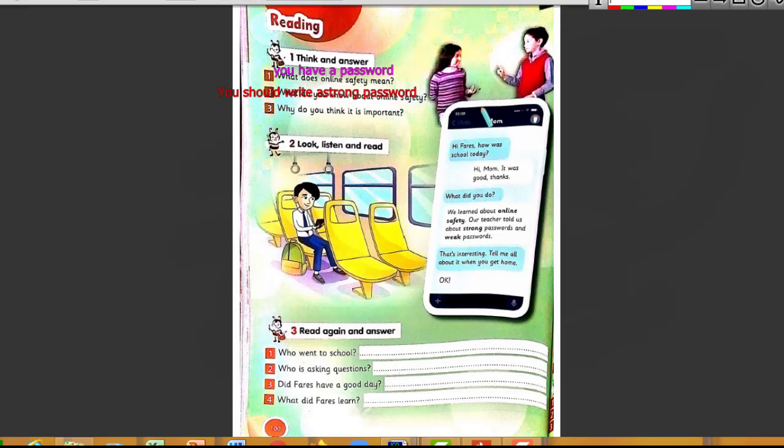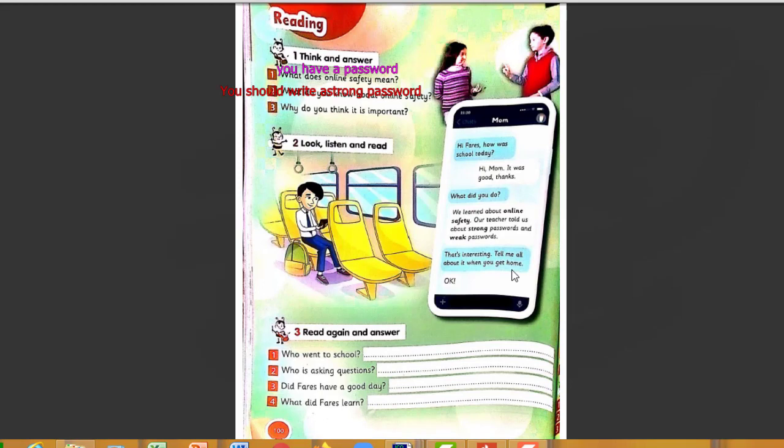Why do you think it is important? Why is it important to write a difficult or a strong password? Because no one can recognize the information on your phone.